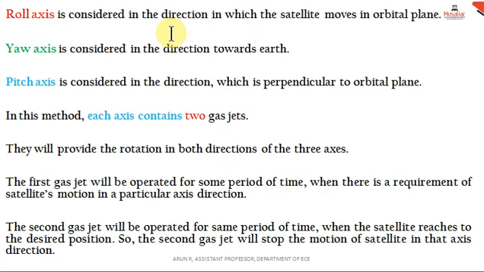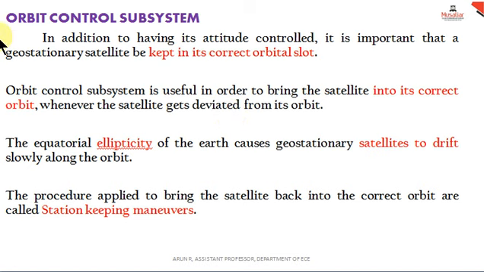Coming to the next subsystem, it is the orbit control subsystem. In addition to attitude control, the satellite has to be controlled in a proper orbit. It is important for a geostationary satellite that it should be placed in the correct orbital slot. The orbit control subsystem is useful to bring the satellite into its correct orbit position whenever the satellite gets deviated from its orbit.